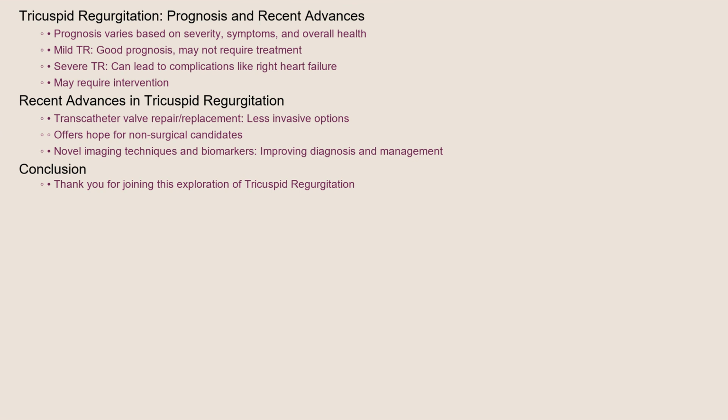The prognosis for tricuspid regurgitation varies depending on the severity of the condition, the presence of symptoms, and the overall health of the individual. Mild tricuspid regurgitation often has a good prognosis and may not require treatment. However, severe tricuspid regurgitation can lead to significant complications, including right heart failure, and may require intervention.